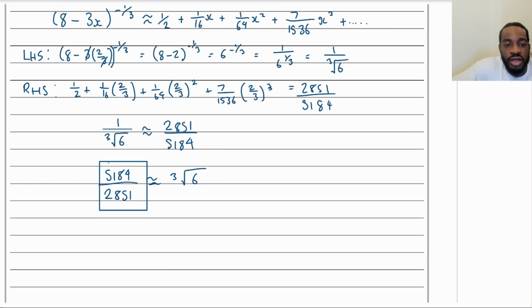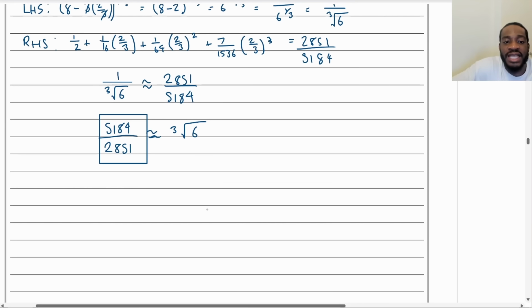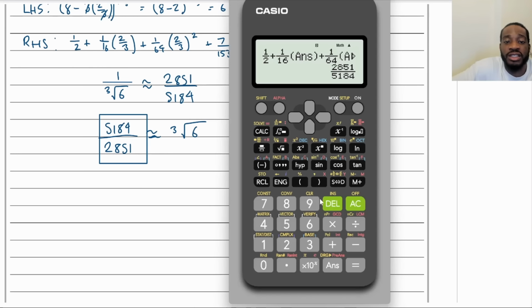And what you can do is always check what the cube root of 6 actually is and compare it to your answer to see what you've got. So if I do answer to the minus 1, this will give me that number there, but it hasn't given it to me in that form. So I'm going to write out 5184 over 2851. It's going to equal that there. Okay, and then now I'm going to put the cube root of 6 in. So the cube root of 6 is equal to 1.817.